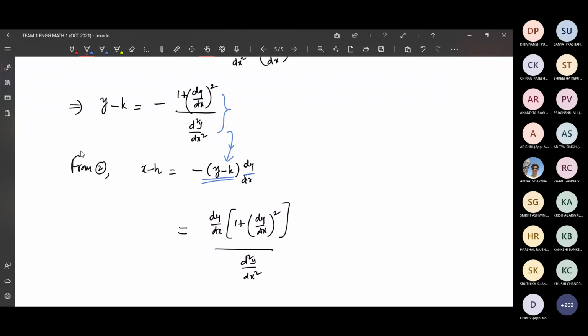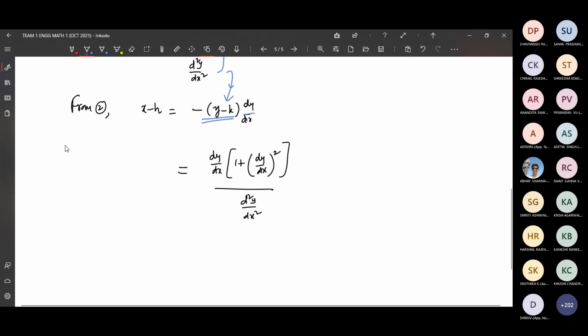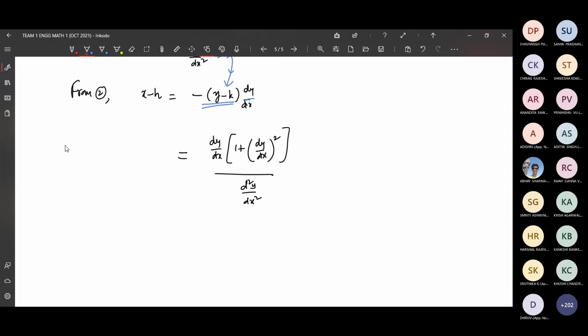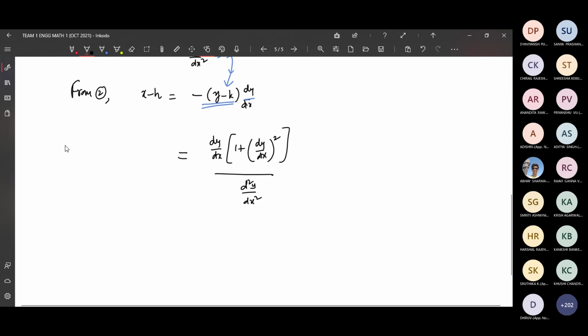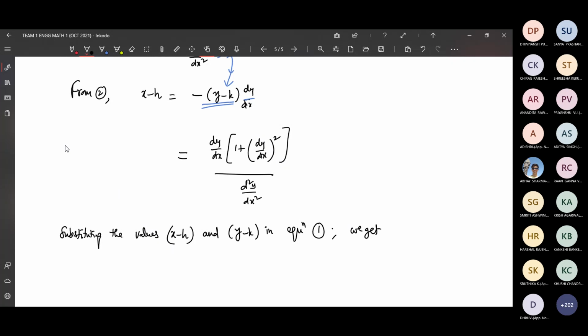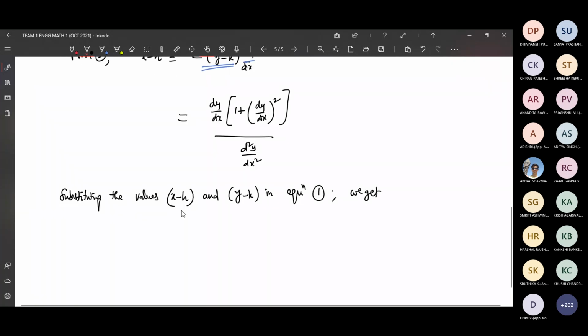So now your equation involves x minus h, y minus k. Therefore we have done this big exercise. Now substitute both x minus h and y minus k in the given equation. So substituting the values of x minus h and y minus k in equation 1, we get x minus h whole square means.